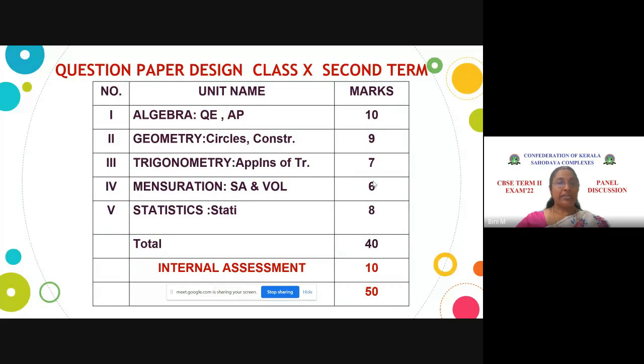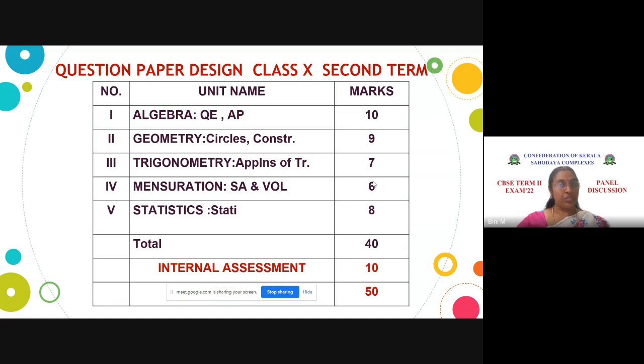This question paper design is particularly for second term, which CBSE has given later. According to second term, algebra contains 2 chapters, quadratic equations and arithmetic progression, 10 marks. Geometry, circles and constructions, 9 marks together.